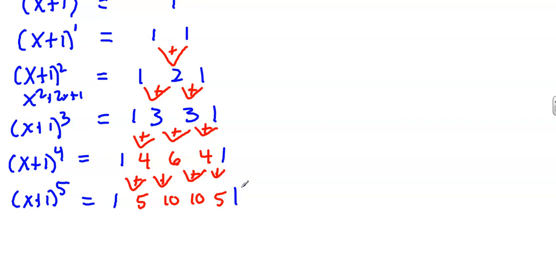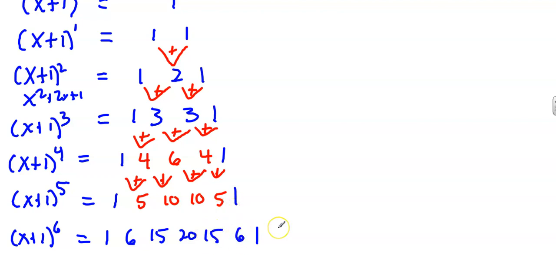So instead of having to do the full method over and over, they started figuring out, okay, we've got a little shortcut here. So if we want to go to the next number, do x plus 1 to the sixth. Same thing, we put a 1 here, put a 1 here. 1 plus 5 is 6. 5 plus 10 is 15. 10 plus 10 is 20. 10 plus 5 is 15. 5 plus 1 is 6.